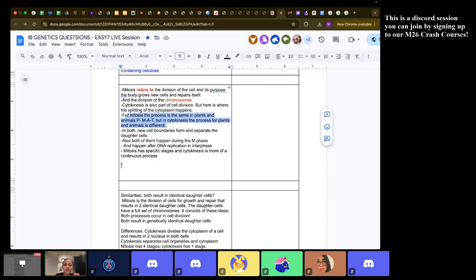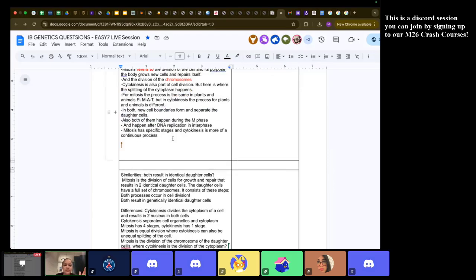And even I would say this before, actually, this is fine because you define both and then you do this. You know what, I'll keep it the exact same. "In both, new cell boundaries form and separate the daughter cells." Exactly. So I think what you're trying to say here is, in both, two new daughter cells are created. Oh no, you mean in cytokinesis, right? Yeah, you mean in cytokinesis. So again, be a bit more clear so the examiner understands.